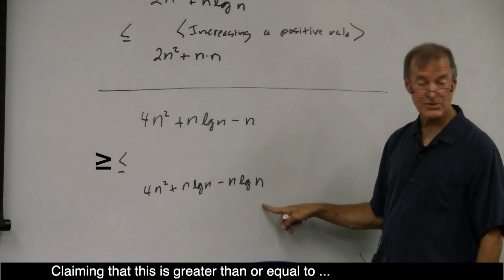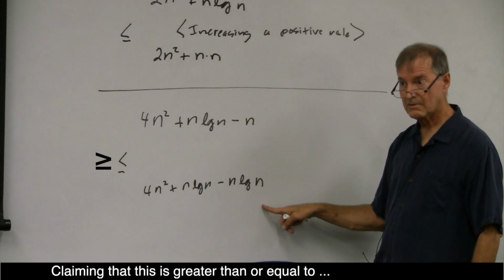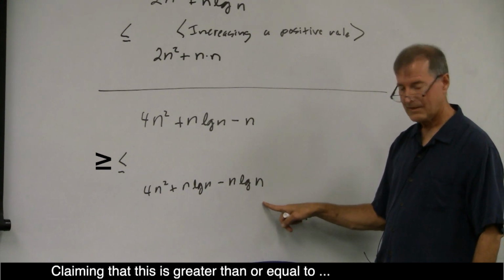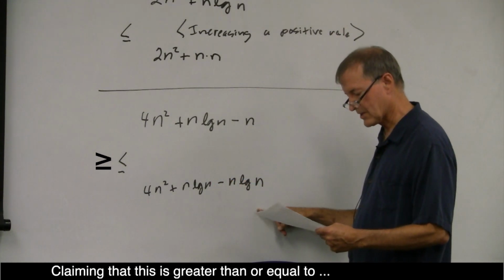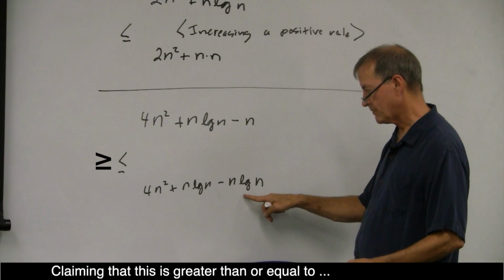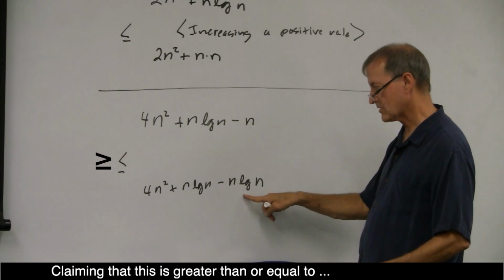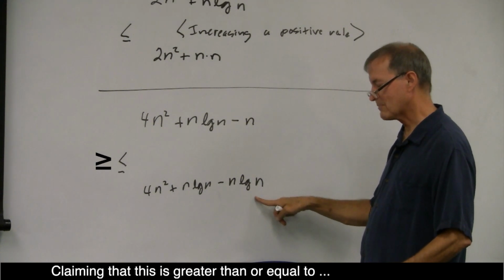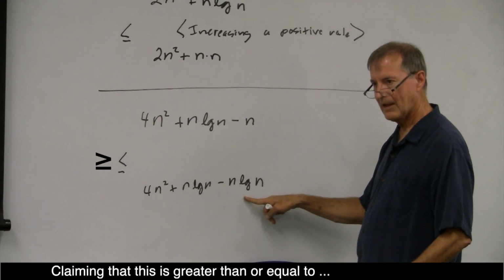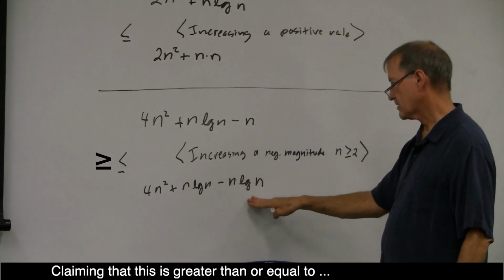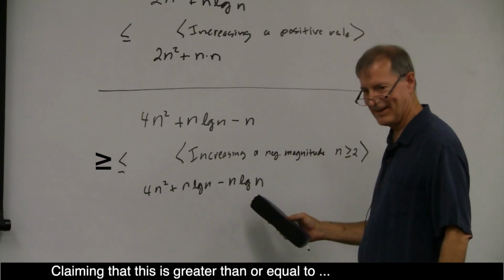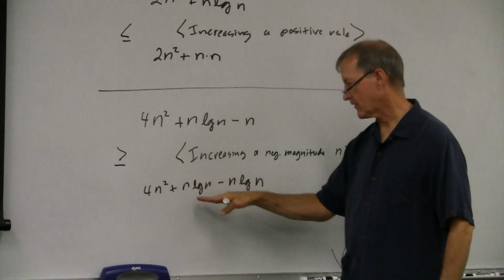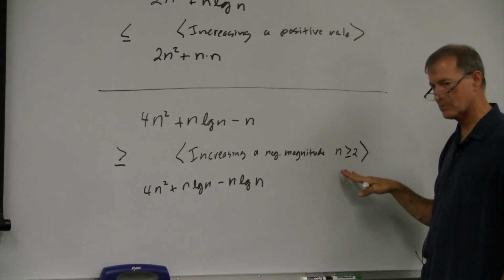The base. Which is what? 2. Oh, right, it's not ln of n. It's lg. Is everybody clear? So this is increasing a negative magnitude, right? The log n has to be greater than or equal to 1, which means N has to be greater than or equal to 2. You are right. This is greater than or equal to this, provided by increasing a negative magnitude.